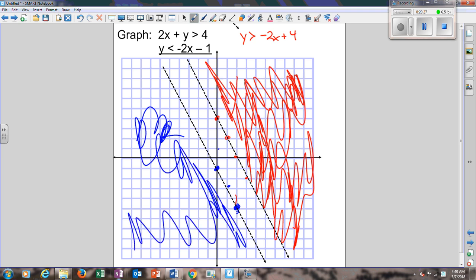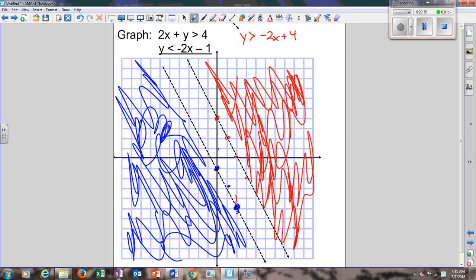Okay, where do the red and blue meet in this case? When you look at it, they don't meet at all. And because of that, this would be no solution, because your red and blue never meet. Fairly simple concept, seeing as how we have done graphing systems and graphing inequalities before. It's just a combination of the two.